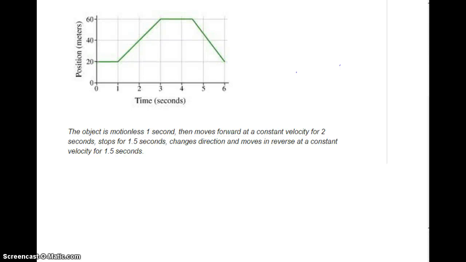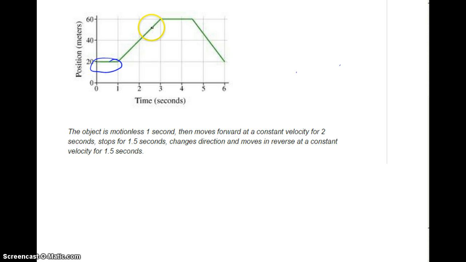Hey physicists, I'd like to go through some of these position versus time graph problems and see what they look like as far as the motion they describe and the velocity. The first one is pretty much given to you. You can see that our position is not changing during that first section. We're staying at the same position, 20 meters, for the first second.